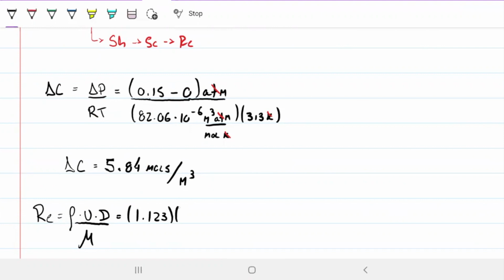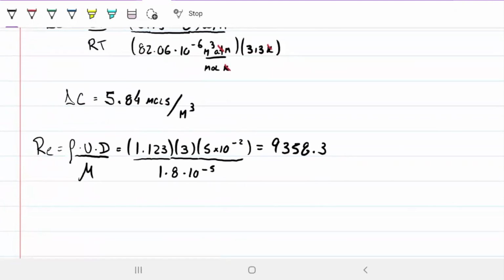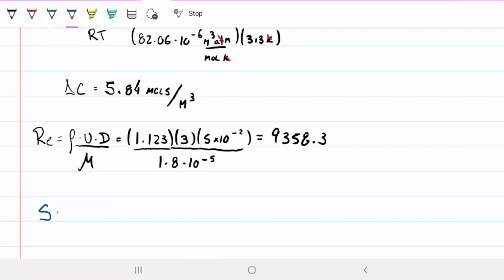Density is 1.123 kilograms per meters cubed. Velocity is 3 meters per second. Diameter of the ball is 5 centimeters, so 5 times 10 to the minus 2 meters. And viscosity is 1.8 times 10 to the minus 5. That gives me 9,358. And that's brilliant.